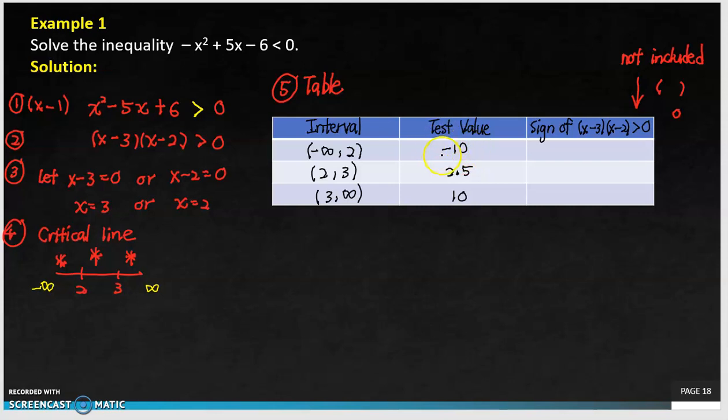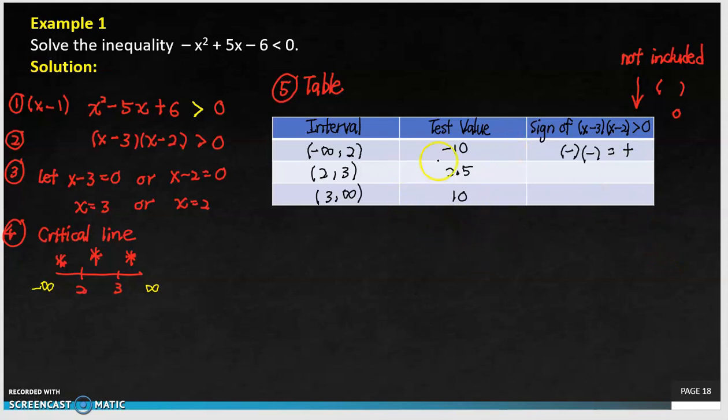Next, we will substitute the test value inside the x. And we just choose the sign. For example, negative 10, when I substitute in here, negative 10 minus 3 is negative 13. So here we just choose the sign, which is negative. Let's say I show you another example. Negative 10, substitute in x. So here is negative 10 minus 2, which is negative 12. So here is the negative. We just choose the sign. So negative, negative will become positive.